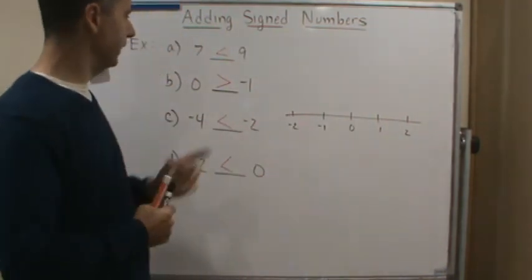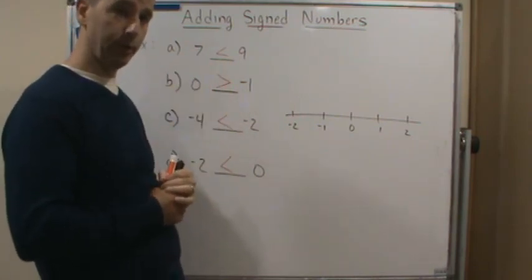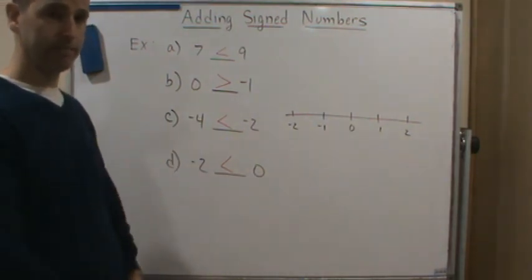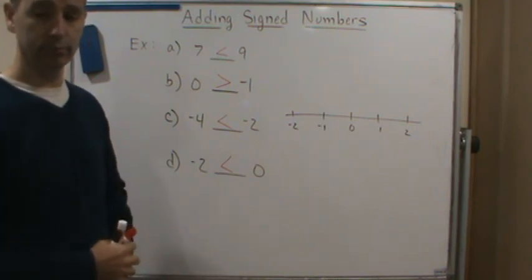Or another way is, remember the arrow. The arrow always points to the smaller number. Either way will help you remember how to do this. Okay, so this is less than, this is greater than.